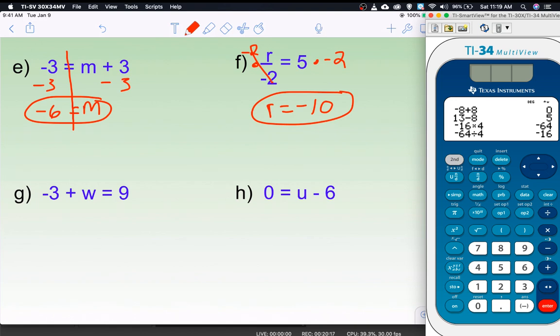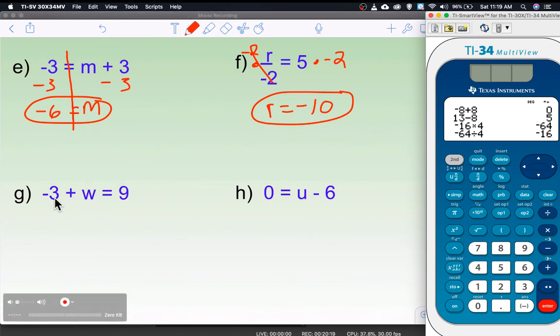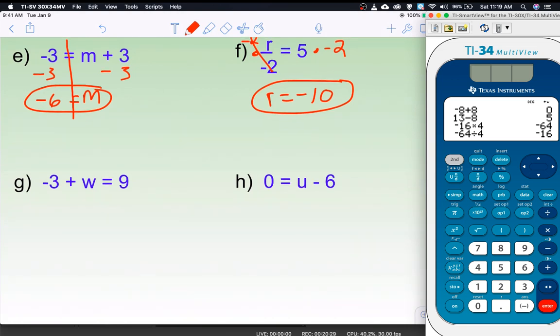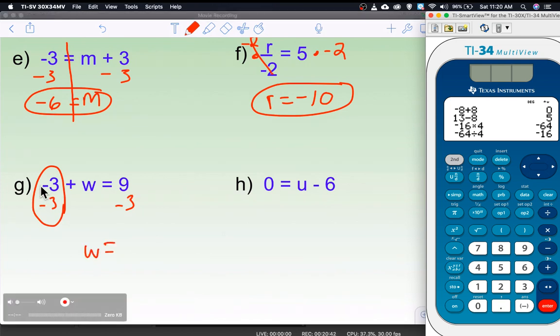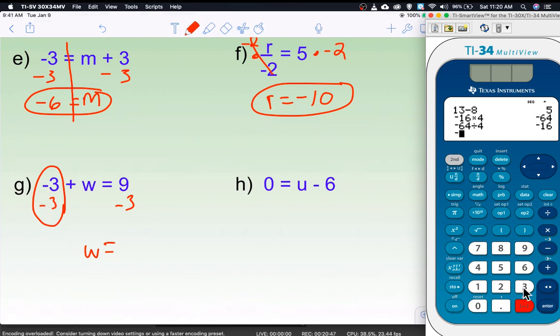Letter G, my variable is being added by a -3. See, w plus -3. This one's probably the trickiest of the bunch. So you may have thought about going, oh, I'm going to subtract 3 on both sides. The problem is, this math here does not get the w by itself. -3 minus 3 is not 0. -3 minus 3 is going to be a -6.